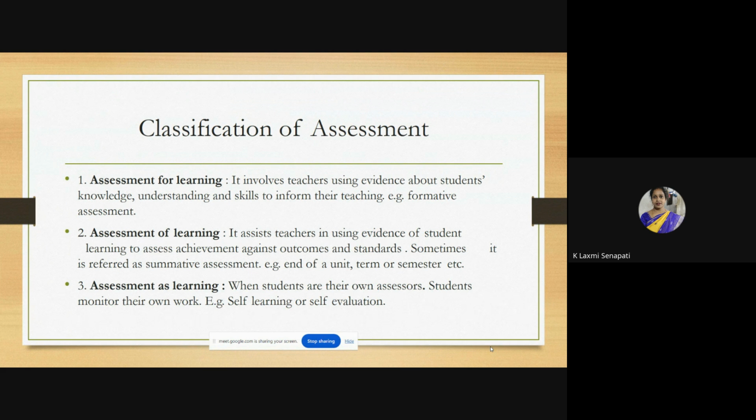And assessment as learning is when students act as their own assessors. The students monitor their own work and evaluate themselves at the time of learning, to see how capable they are. By observing that, the teacher is also able to assess the students. So this self-learning and self-evaluation come under assessment as learning.